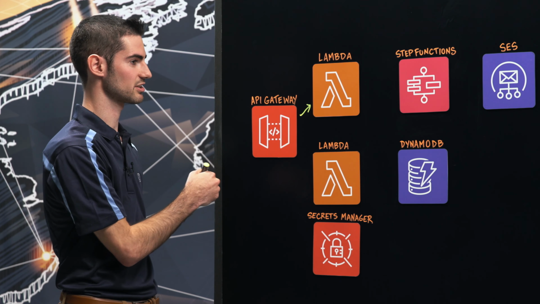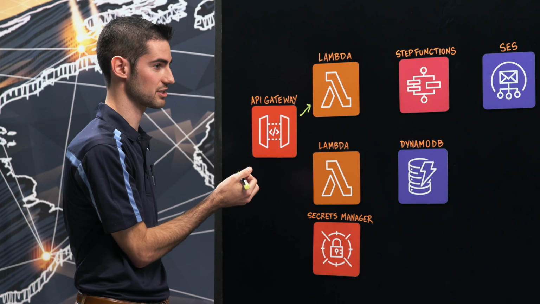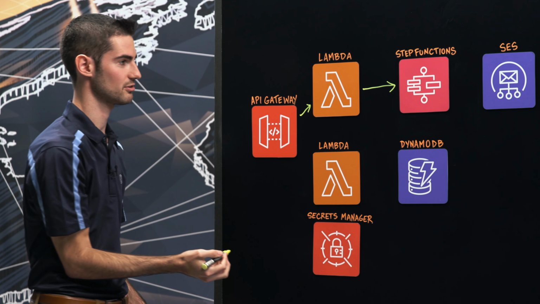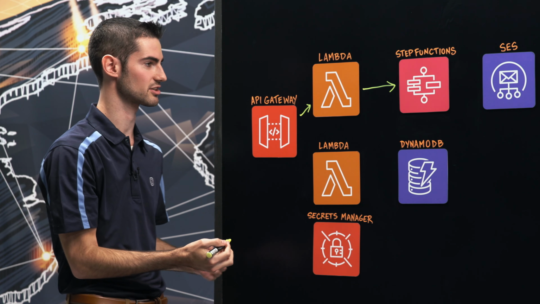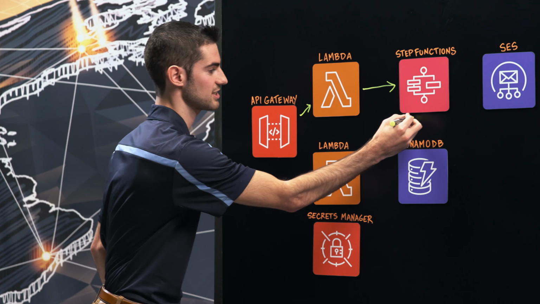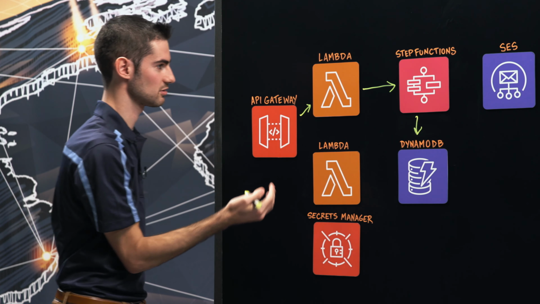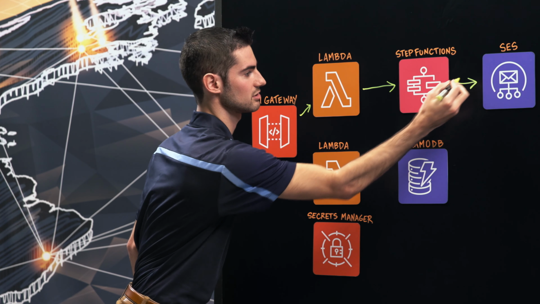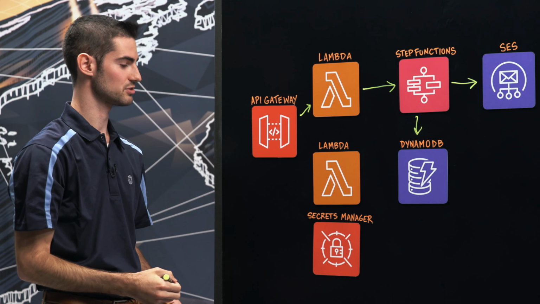And that Lambda is going to validate the request, make sure everything looks fine, and then that's going to kick off a step function workflow. And then this is our approval workflow. So that's going to go through, it's going to log the request down to Dynamo, so all the request information. And it's also going to kick off an email via SES to the approvers.